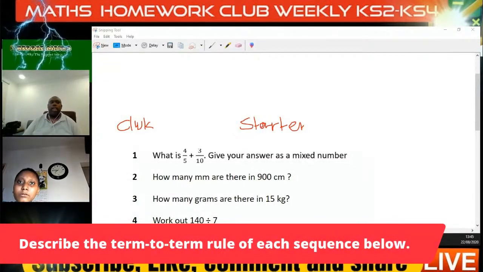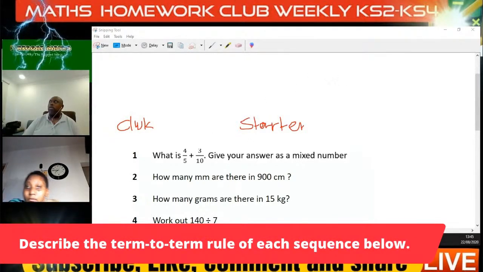Morning, Denzel. Today we're going to go through the starter that we have and then continue with sequence. As a recap, can you remember what we looked at with sequence?